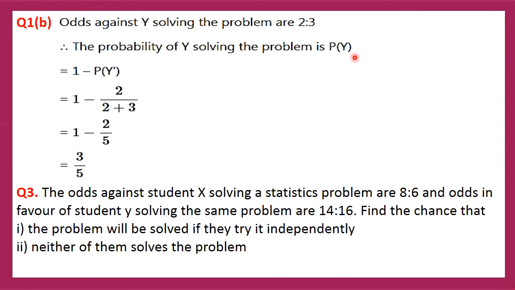Otherwise P of y is 1 minus P of y dash, and P of y dash will be the first term divided by total, that is 2/2 plus 3. So like that also you can do.